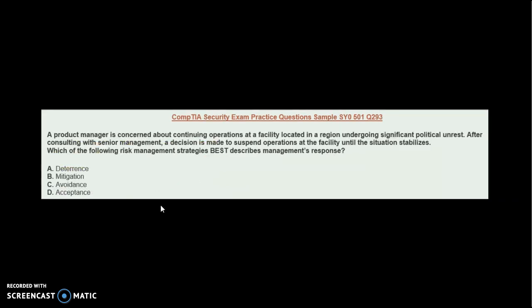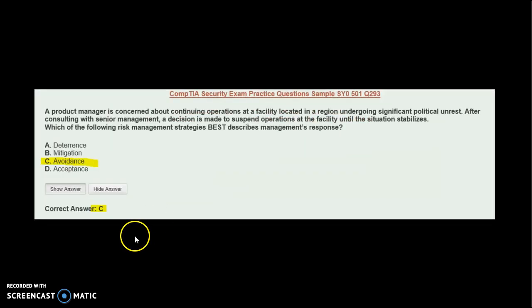A product manager is concerned about continuing operations at a facility located in a region undergoing significant political unrest. After consulting with the senior management, a decision is made to suspend operations at the facility until the situation stabilizes. Which of the following risk management strategies best describes management's response? That is avoidance. They're avoiding that situation going on.